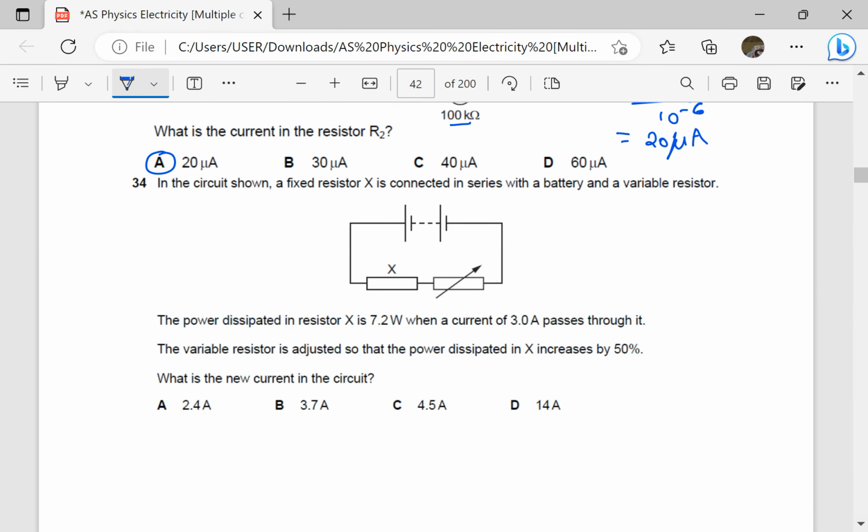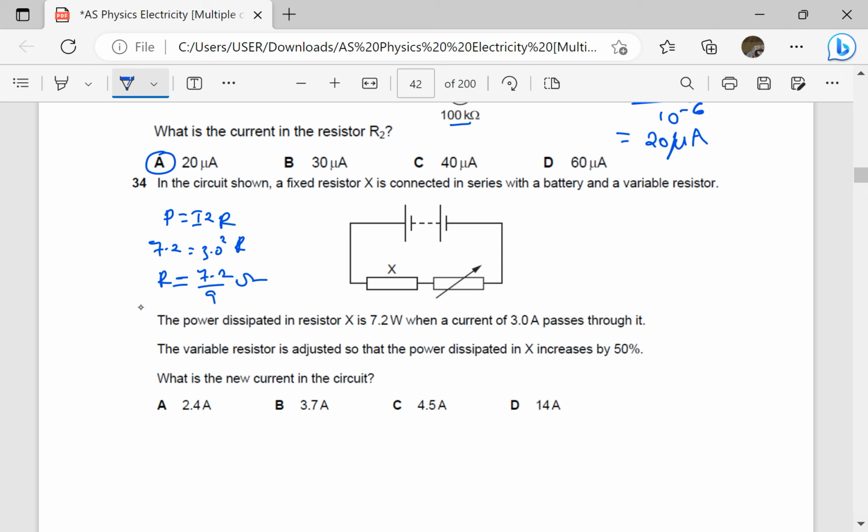In the circuit shown, a fixed resistor X is connected in series with a battery and a variable resistor. The power dissipated in resistor X is 7.2 watts when a current of 3.0 amperes passes through it. Let's first find resistor X. So we know that power is equal to I squared times R. So the power is 7.2, the current is 3.0 squared times R, which means R is going to be equal to 7.2 divided by 9 ohms. I may not need to divide that now.